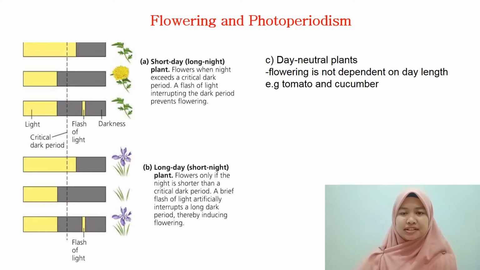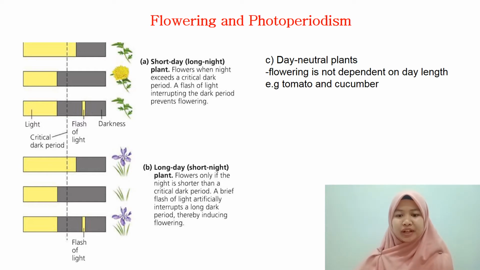Plants can be categorized into three different types: short day plants, long day plants, and day neutral plants. For short day and long day plants, there are three different conditions that illustrate the flowering mechanism. Here we have 6 bars, 3 for each type of plant. The yellow part of the bar represents daylight and the black part represents night. The dotted line in the middle is the critical dark period, or otherwise known as critical length.